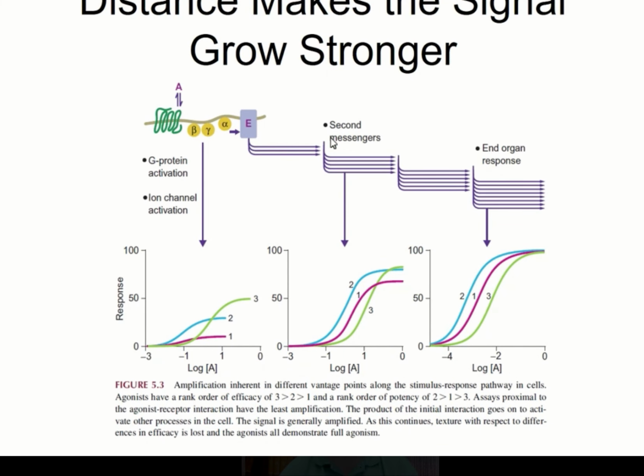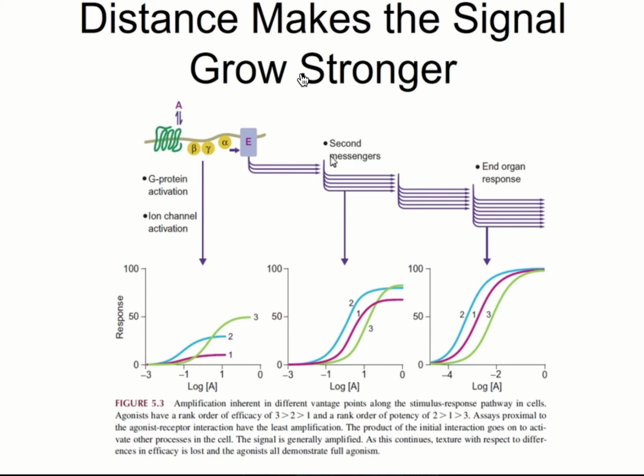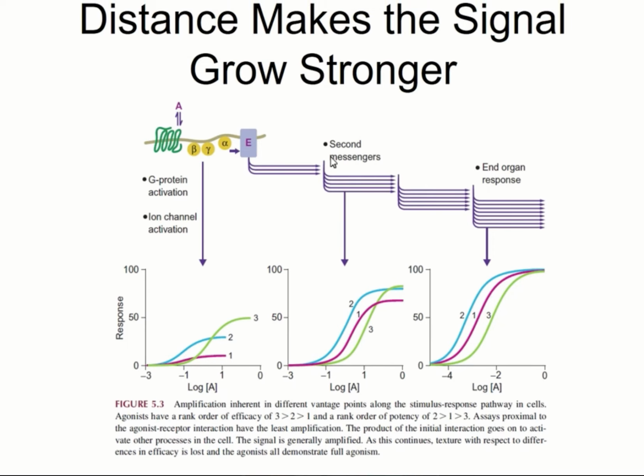So we always have to keep in mind, though, that the further down that line we go, we're going to get more and more amplification. And so we see that again here. So we have 3 graphs, and on each graph are 3 lines. Each line represents a different agonist. And so we're going to look at and compare the 3 agonists to each other depending on where we choose to make our functional assay.